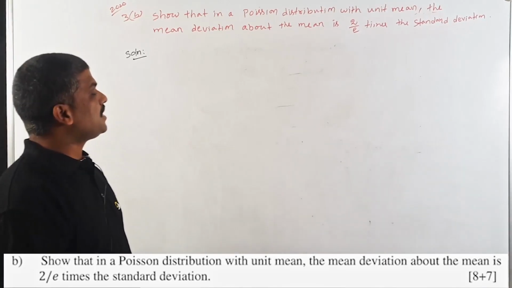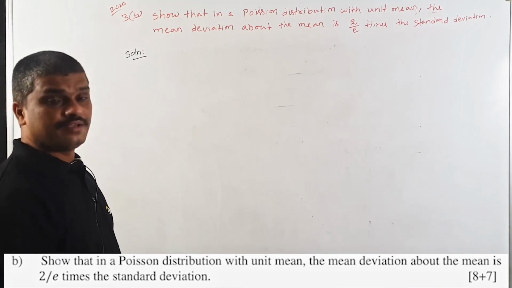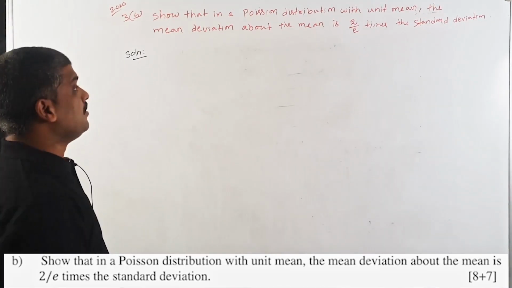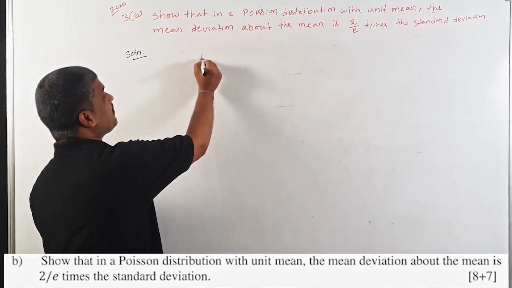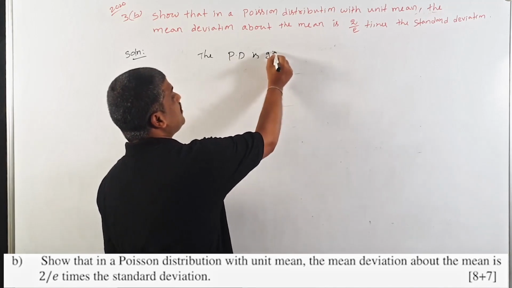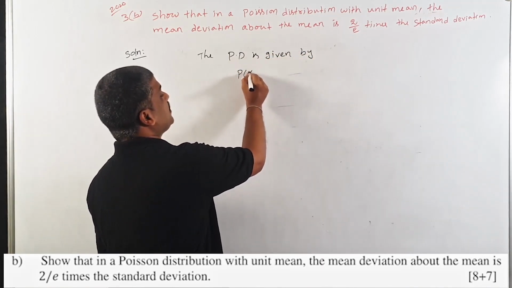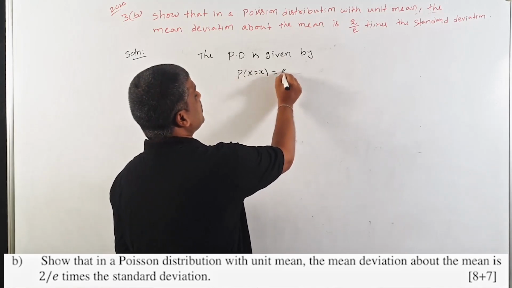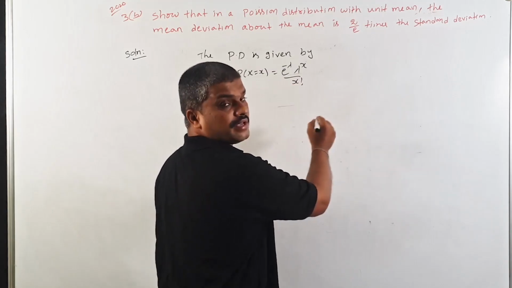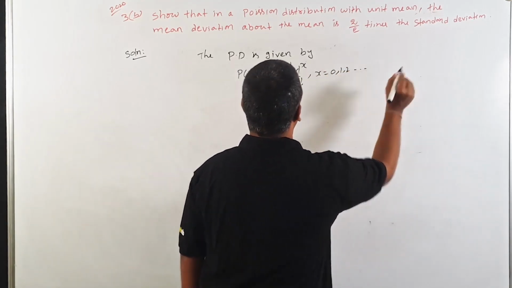Now we are going to discuss another important problem which was given in the year 2020 from the distribution problem. This is some standard result. The Poisson distribution is given by probability of X equals x, e to the power of minus lambda, lambda to the power of x, by x factorial, x equals 0, 1, 2 and so on to infinity.